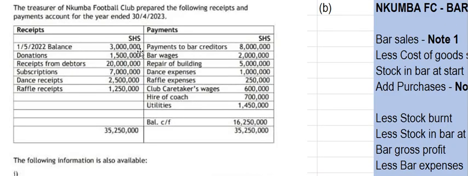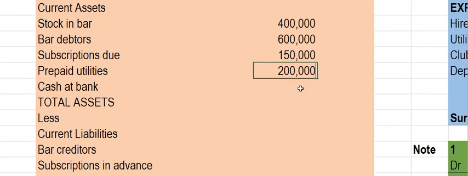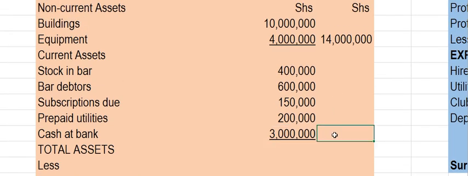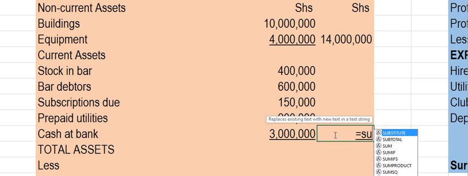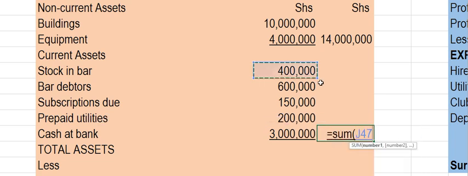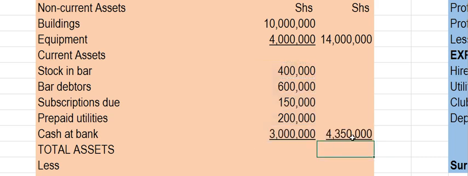We see there was a balance of 3 million. So the club had some money either in cash or at the bank. So that is the 3 million. So you have to get the total assets figure. And first get my total current assets. I add them up, get their total, and that total is 4,350,000. So the total assets figure will be 18,350,000.